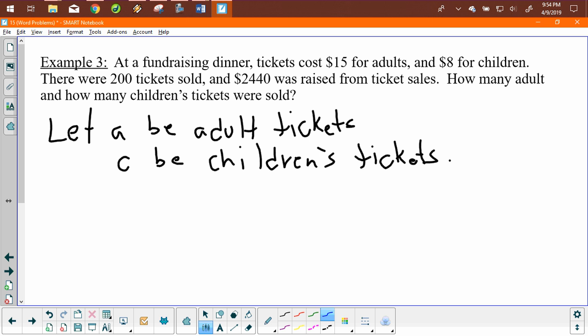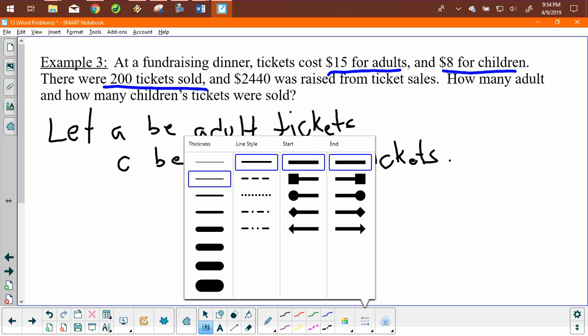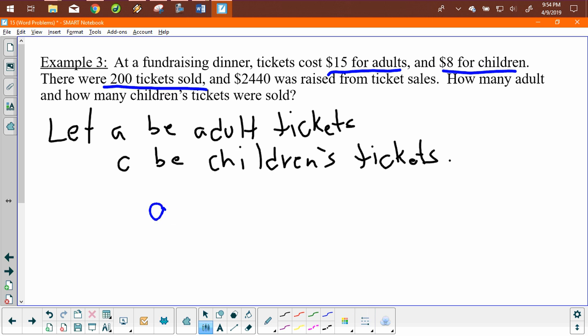I know what the prices are. 15 for adults, 8 for children. I know how many tickets are sold in total, so let's start with that. 200 tickets are sold. It just means that when I take all the adult tickets and all the children's tickets and put them together, I should get 200. So one equation I could make here is A, the adult tickets, plus C, the children's tickets, total 200. The number of adult tickets I sold plus the number of children's tickets should total 200 because that's all the tickets that we've sold.